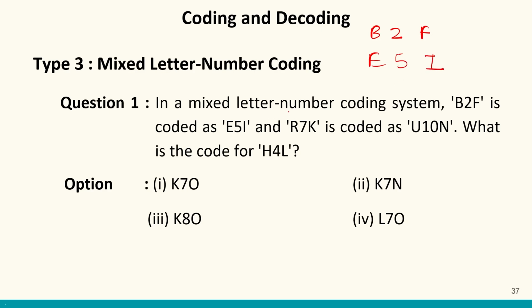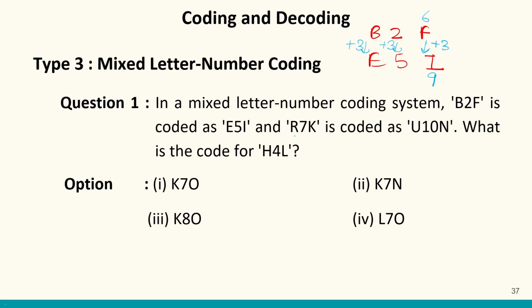Now I told you, whenever you get such questions, you always have to treat them individually. So if B to E, how many positions are we going forward? Here we are going forward 3 positions. Here also we are going forward 3 positions. I am adding 3 to this. And here also we are going forward 3 positions, because F is numbered at 6 and I is numbered at 9. So I can clearly see.